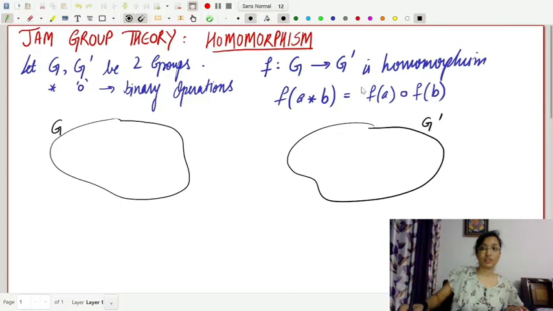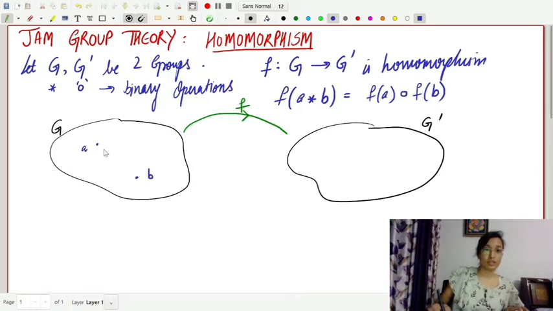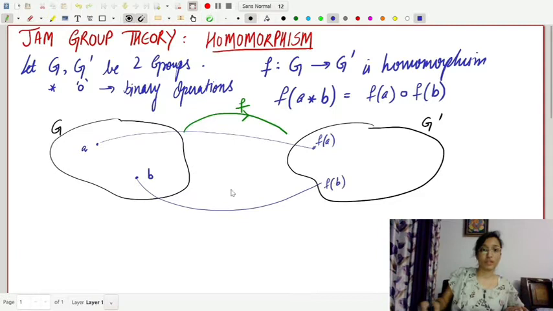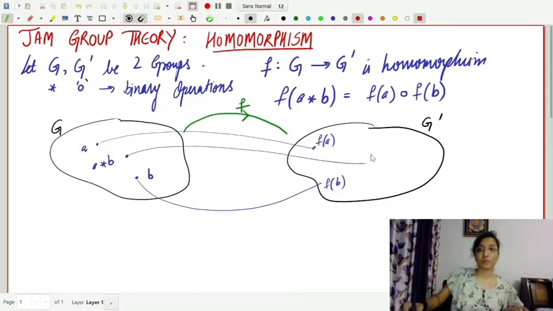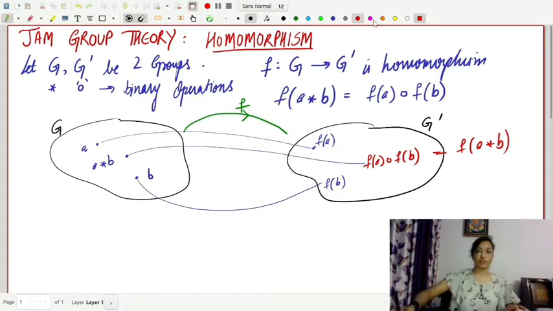If you want to see the visualization of this, suppose this is a group G and we have this group as G dash, where our function is from G to G dash, F. Here we have A, here we have B, which is mapped onto F of A, B is mapped onto F of B, and here we have A star B, which is mapped onto F of A operated with F of B. Now, which is also equal to F of A star B. Then F is a homomorphism.